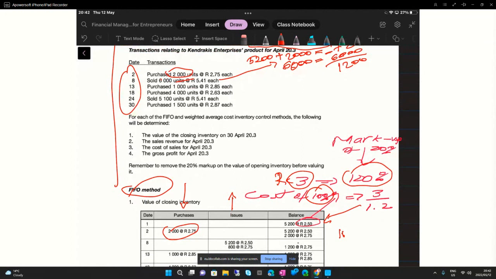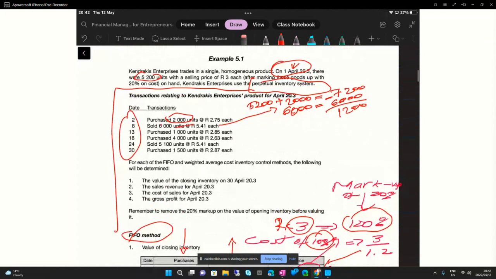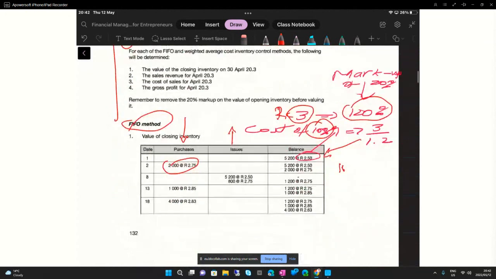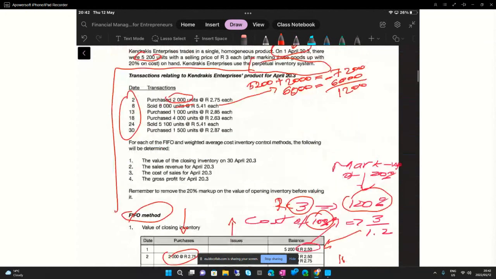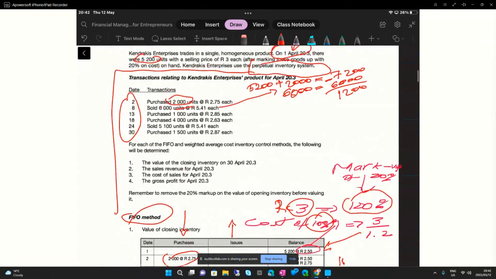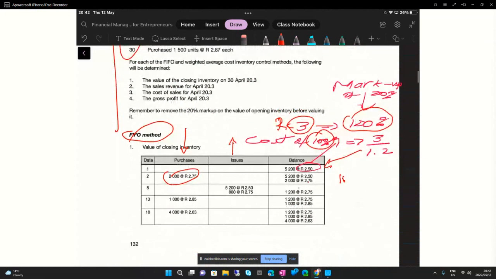Because if you try to find out how you get this first cost, you might have a hard time if you're not understanding the principle of markup. So marking up the cost of goods and how you calculate that. The rest is pretty simple because they give you the purchase cost here. For instance, we have the 2000 was bought at 2.75. So that is provided to you, and it's quite easy.